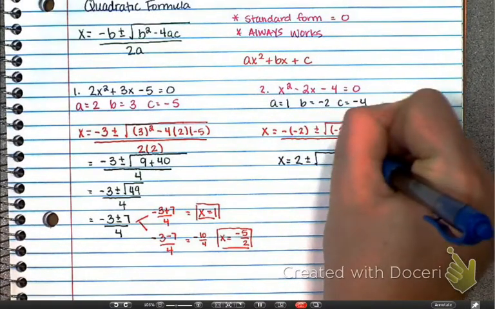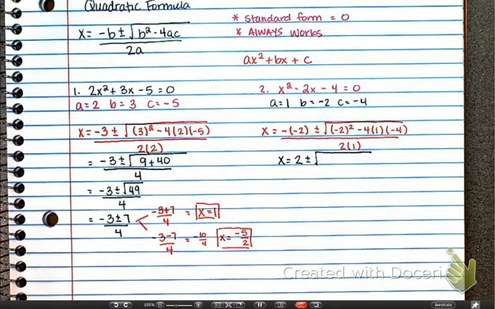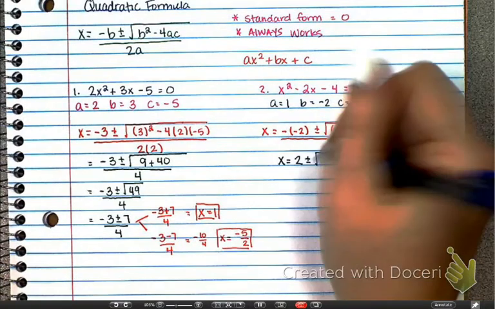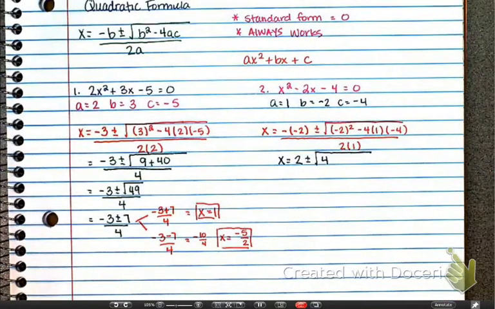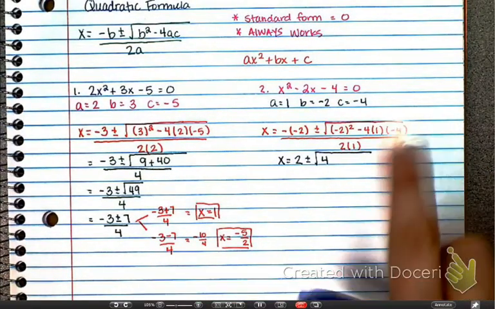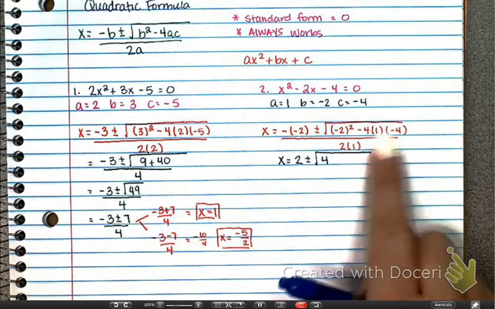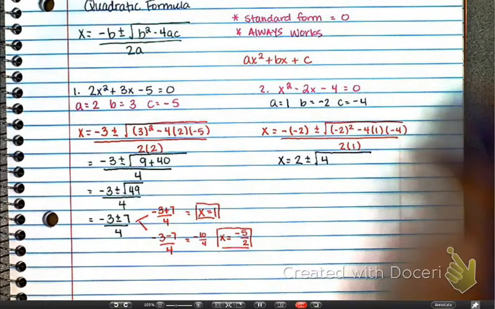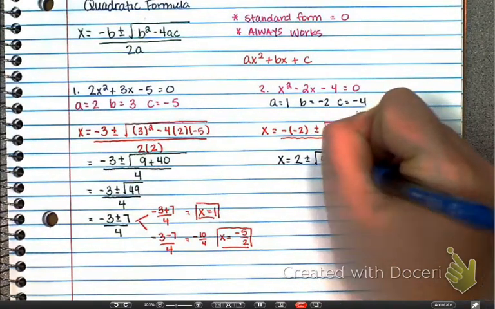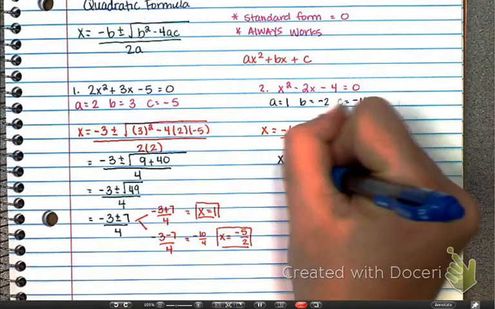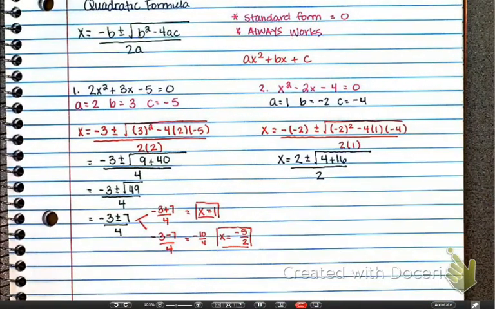Now here is some of the issues I saw with completing the square. What is negative 2 squared? Positive 4. Okay, that is a positive 4. And then we have negative 4 times 1, okay, which is negative 4, and negative 4 times negative 4 is a positive 16, all over 2.